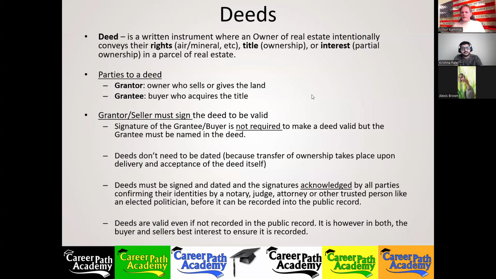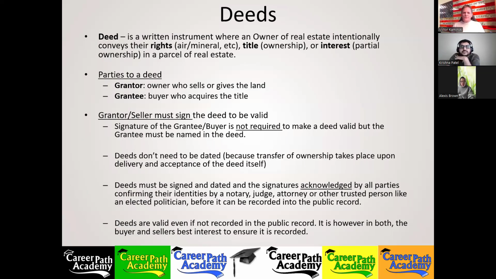Okay, so now the second half of chapter 19, deed. A deed is a written instrument where an owner of real estate intentionally conveys their rights, like air rights and mineral rights, their title. Title means ownership, or interest, which could be a partial ownership interest or the full ownership interest in a parcel of real estate.